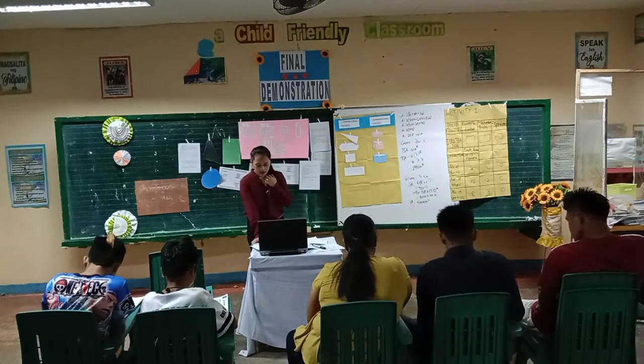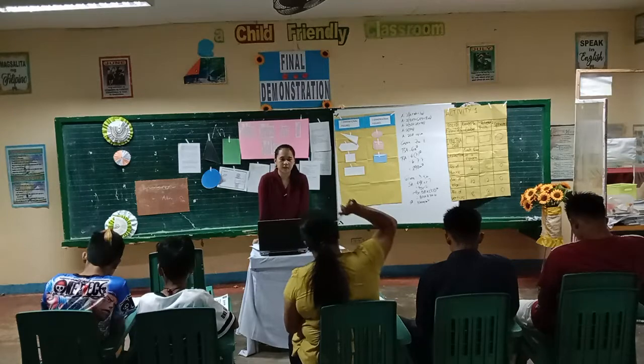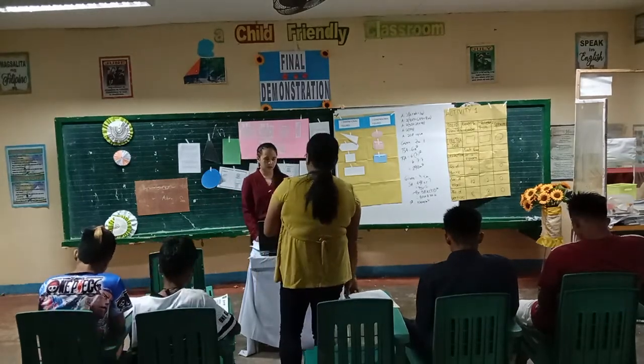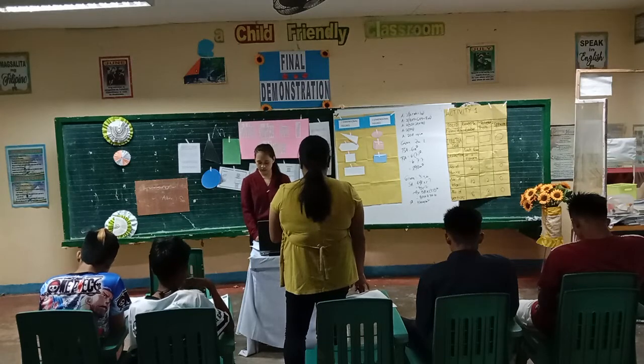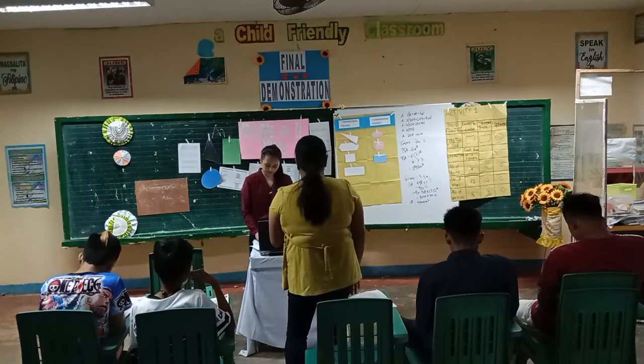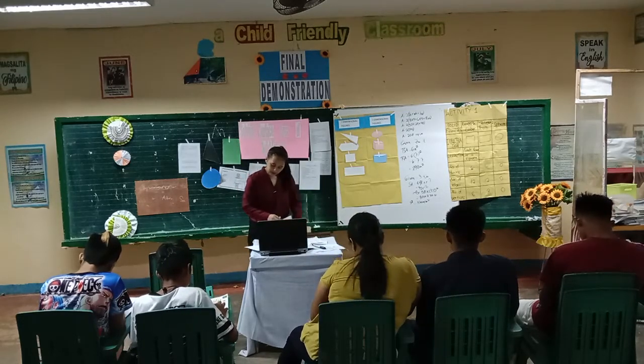Okay, very good. How about the formula in giving the surface area of a prism? Sheila? Ma'am, the surface area of a prism is equal to 2 times length times width plus 2 times length times height plus 2 times width times height. Okay, very good class.